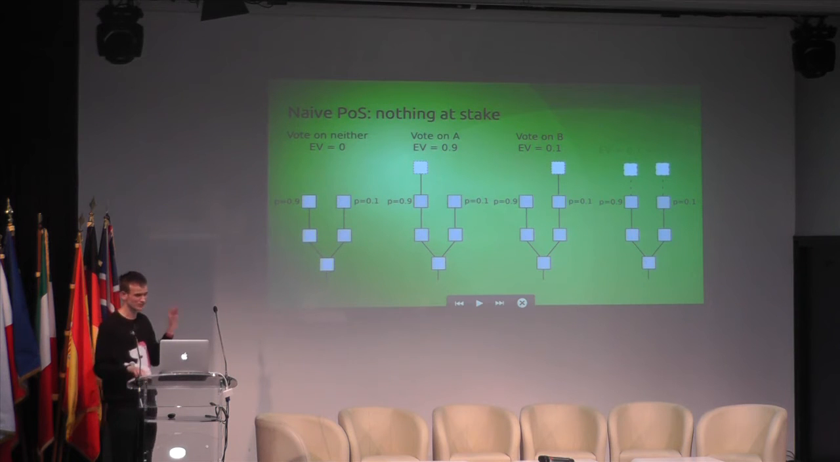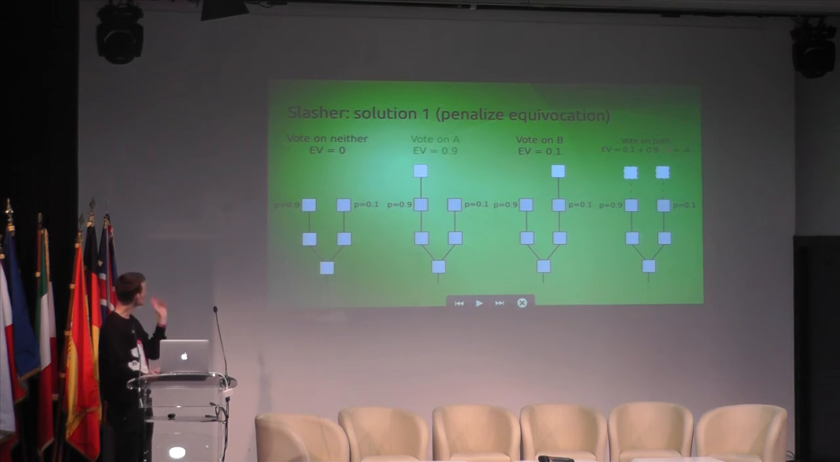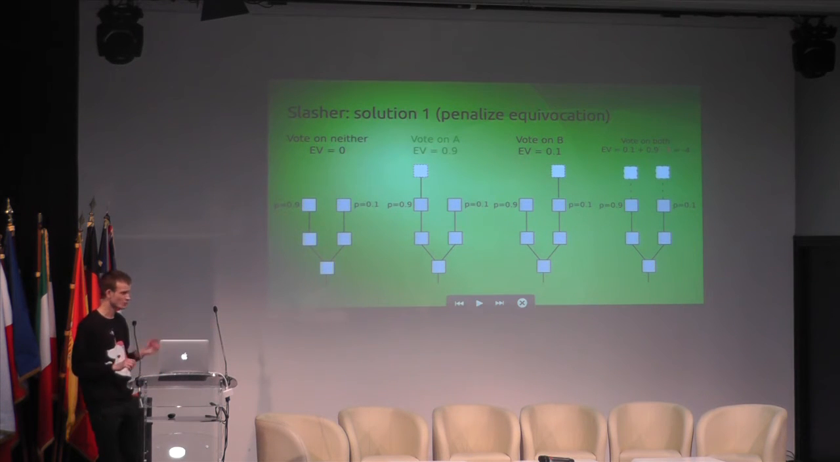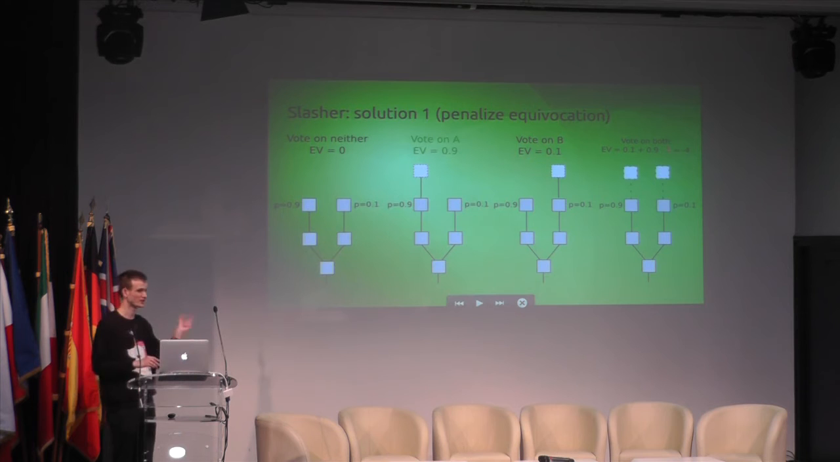Basically, in any case where there's a fork, you have an incentive to make blocks on top of all possible forks at the same time, because every fork has a non-zero chance of succeeding, and so why not? Now, there's two solutions to this. One of those solutions is to penalize equivocation, right?